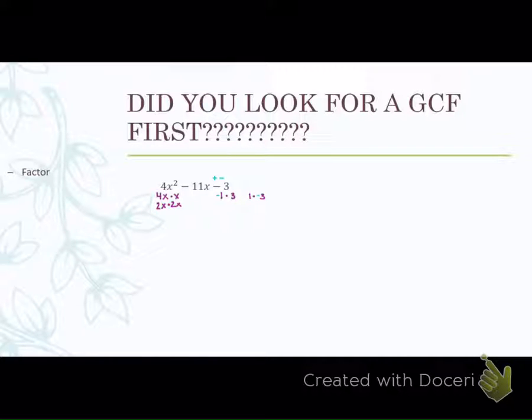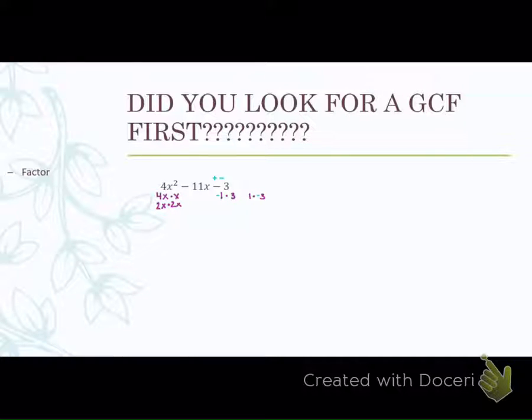Okay, so let's think about this. What is going to get us to negative 11? 4 times negative 1 is negative 4. X times 3 is 3x. Negative 4 and 3? No. How about 4 times 3 is 12 and x times negative 1? Yes. Could 12 and 1 get us to an 11?